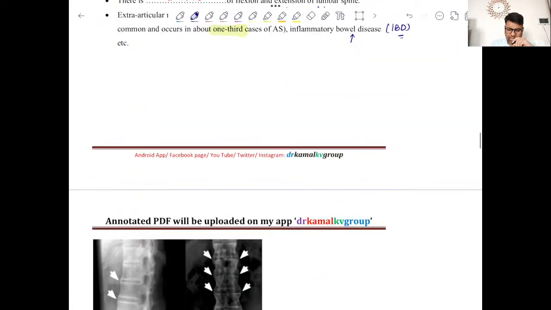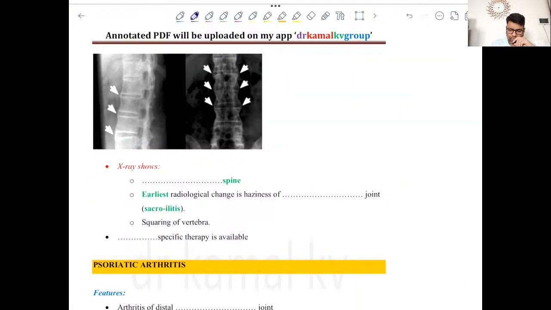Then coming to the x-rays, what we can see here, of course, one classical finding is that there are syndesmophytes between the vertebral bodies, and this leads to the classical bamboo spine. Okay, so this is the classical bamboo spine. Fine. So this is bamboo spine.